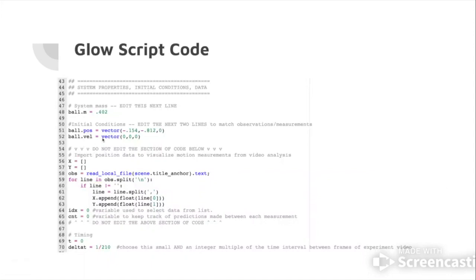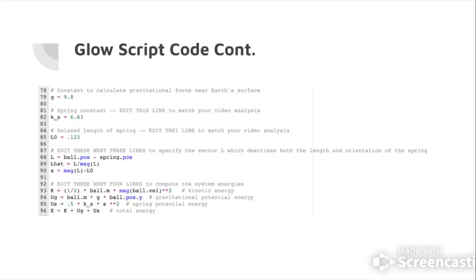I changed the mass here to 0.402 kilograms and changed the position and velocity accordingly from the video. I then also set the constant g to 9.8 and found the spring constant to be 6.83 and the relaxed length of the spring to be 0.123. And here are the equations for L, L hat, and S. I also included the equations for kinetic energy, gravitational potential energy, spring potential energy, and total energy.